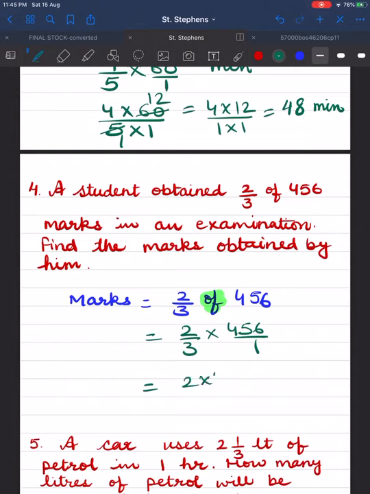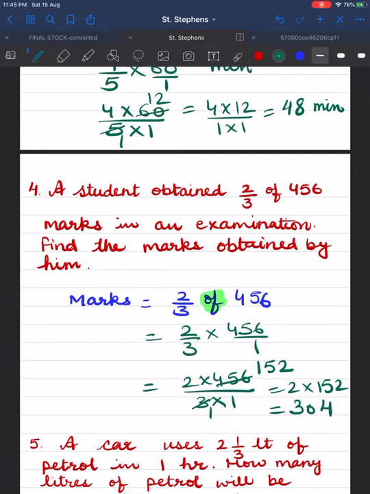Now let's rewrite. So we have 2 into 456 upon 3 into 1. Now here 3 is the common factor. So 3 ones are 3. Here 3 ones are 3. Then 3 5s are 15. 3 2s are 6. So we get 2 into 152. On multiplying, we get 304 marks. So the student obtained 304 marks out of 456.